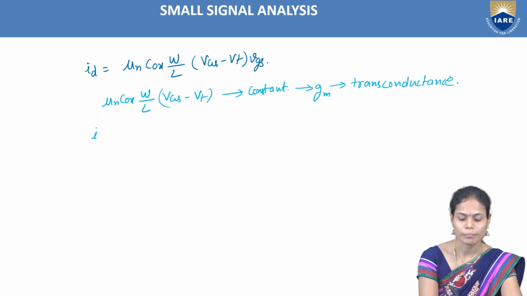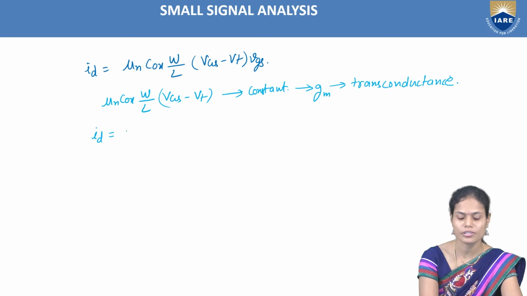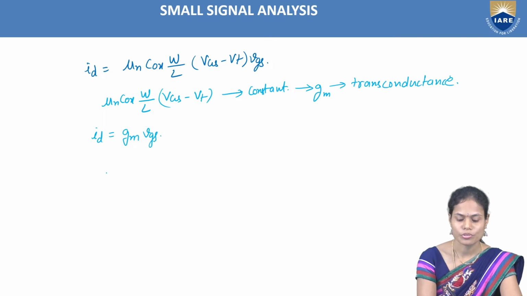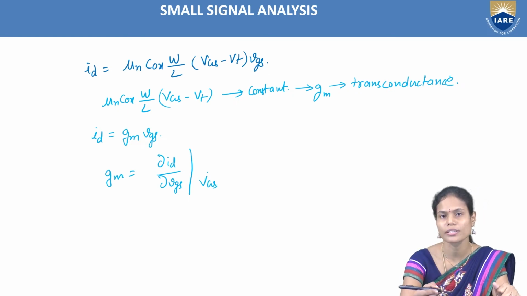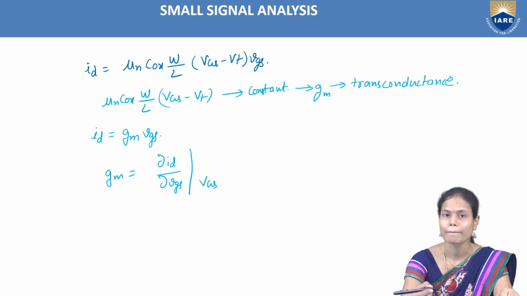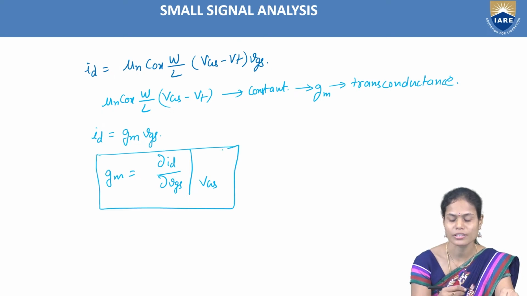Now I can replace my ID equation with small i D equal to gm into small vGS, since this total term is constant. So gm is equal to dou ID by dou VGS when capital VGS is constant. That is nothing but the variation of the small signal current due to the variation of the small signal gate to source voltage while maintaining the DC voltage constant. So that will give the transconductance of the MOSFET, that is gm.